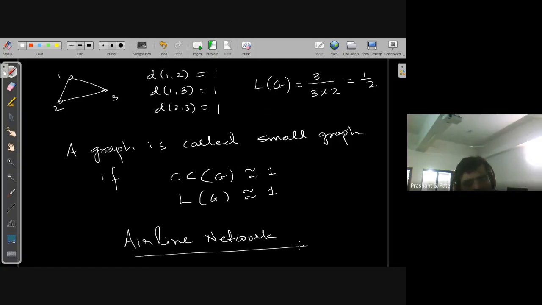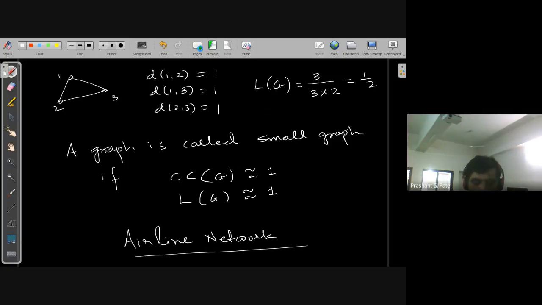So the definition of a small world graph is: the clustering coefficient is approximately 1 and L of G is approximately 1. Then we say that the graph is a small world graph.